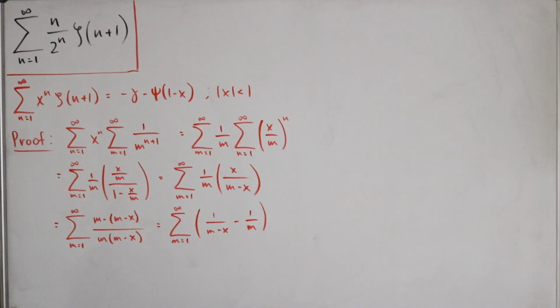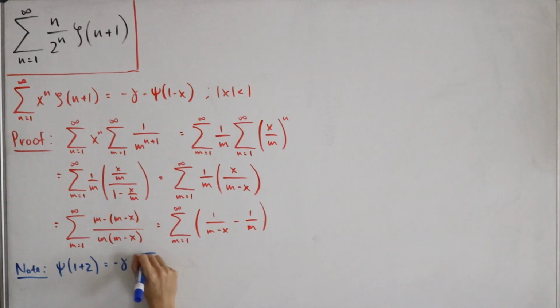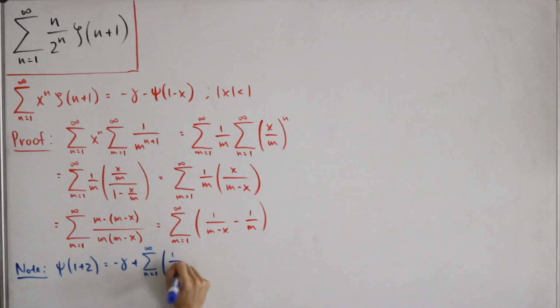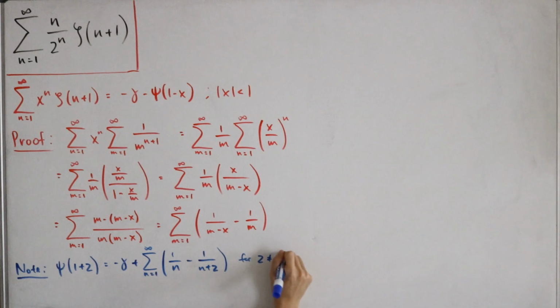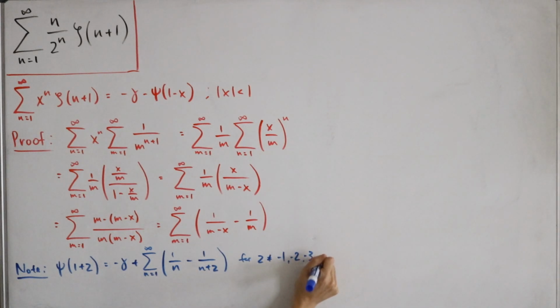Now there's something we want to write down and note, specifically for the digamma function. It has a nice little series representation: the digamma at 1 plus z is equal to negative the Euler-Mascheroni constant, plus the infinite sum from n equals 1 of 1 divided by n, subtract 1 divided by n plus z, such that z does not equal -1, -2, -3, and so on. That means the negative integers are not taken into account.